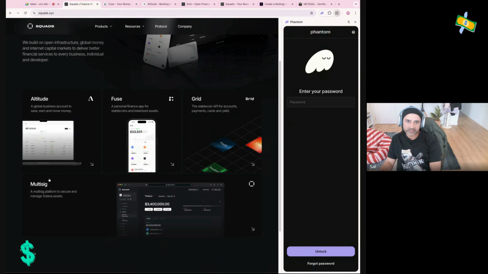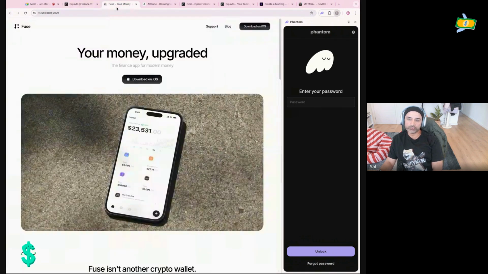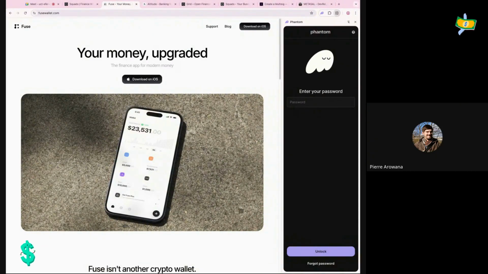That is also the name of the product by the company called Squads. Squads has a product called Multisig, which allows you to do such things. But they also have a few other products that I'll quickly skim over. The second product of theirs is called Fuse. Have you used it or heard about it? I've never used it, but I've seen it everywhere, mostly on X, a few tweets about it.